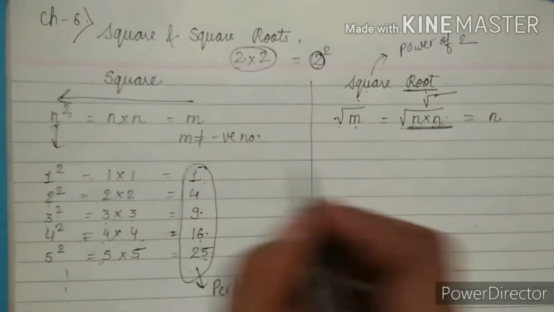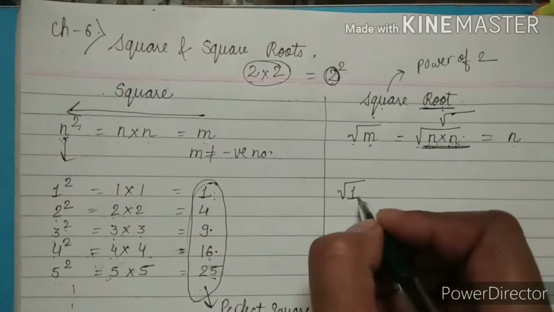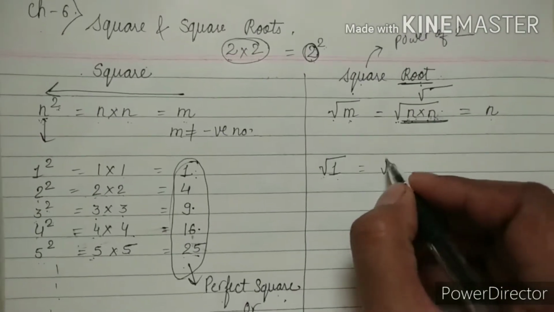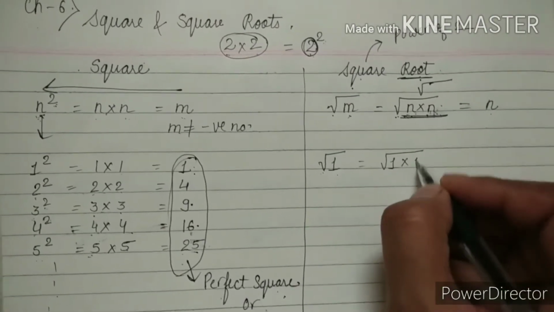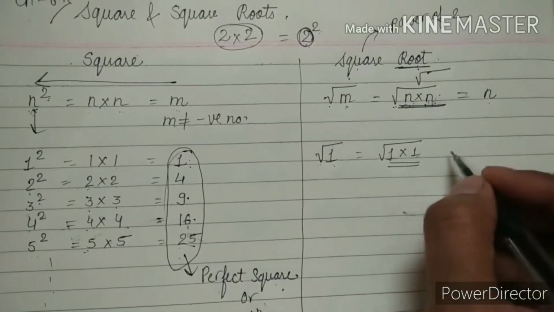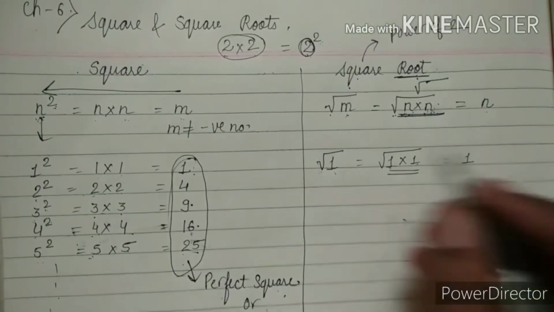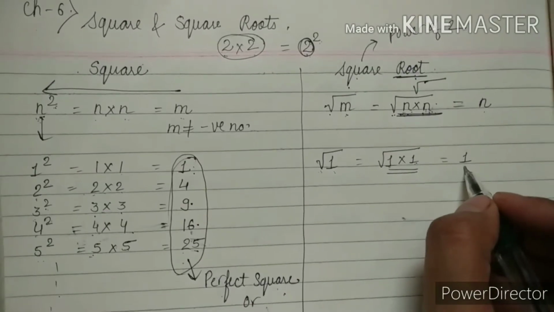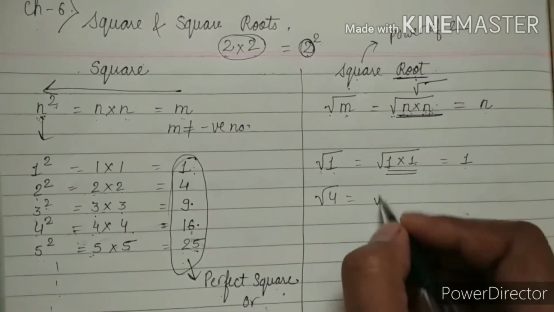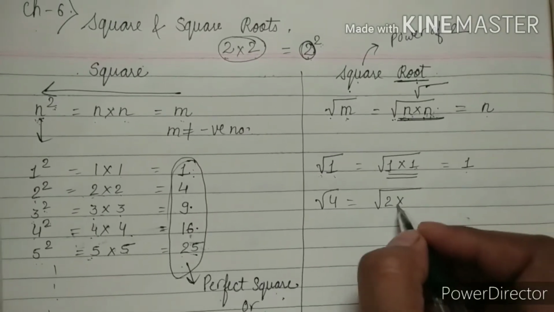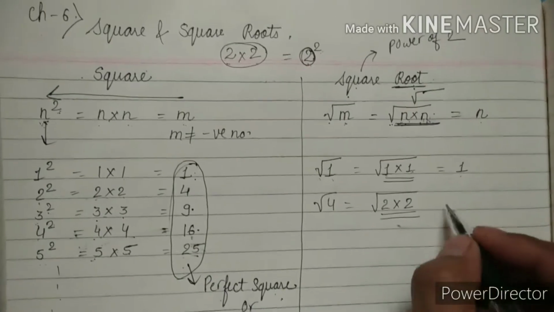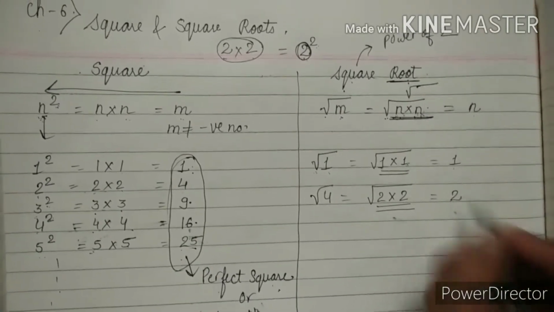Firstly, I am putting the number 1 in the root. This is called under root 1. Under root 1 can also be written as 1 into 1. Here we have 2 ones, a pair of 1, so this will give us 1. So under root 1 value is 1. Now I am putting here under root 4. Under root 4 can be written as 2 into 2. Here we have 2 times 2, so this will give us 2.